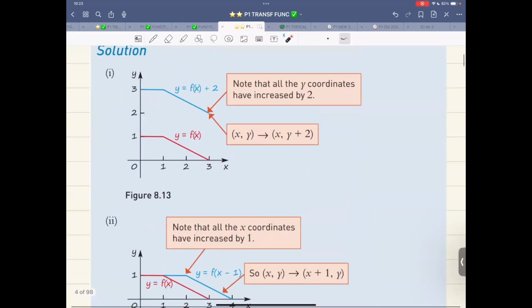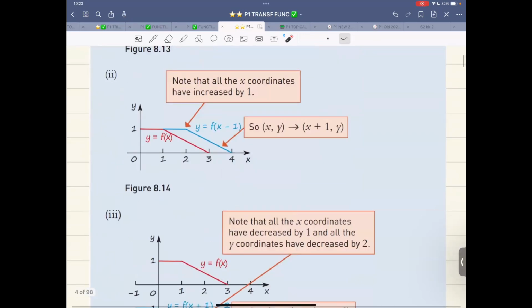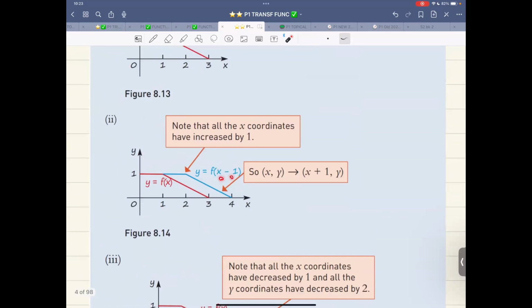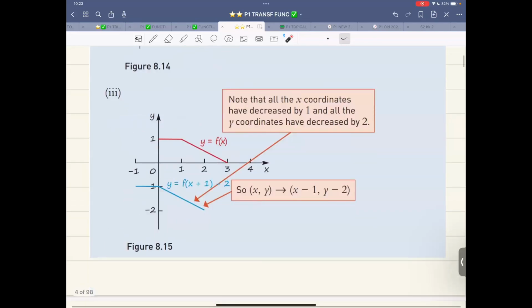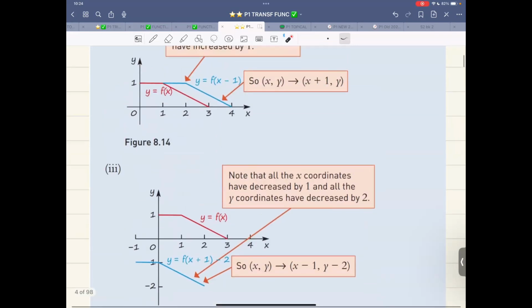That's how the graph looks. This is f(x) plus 2. The whole graph is shifted upwards. f(x minus 1): this moves here, this moves here, this moves here. And over here, what is happening? It's moving 1 unit to the left and it's moving downwards. So this one is over here, this one is over here, this one is over here, 2 units down. So that is the idea of translation.